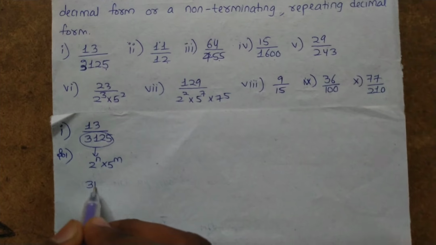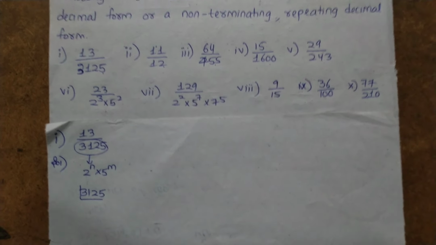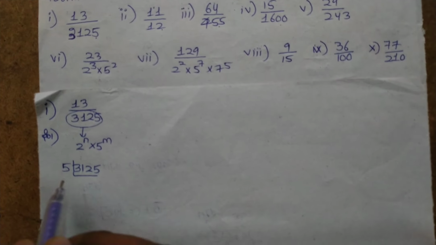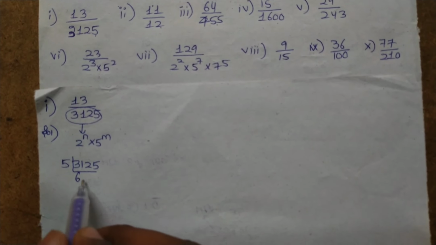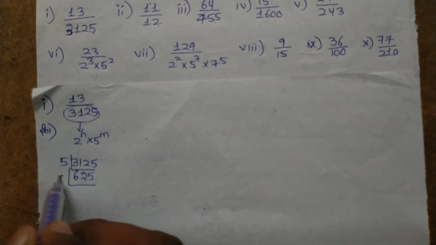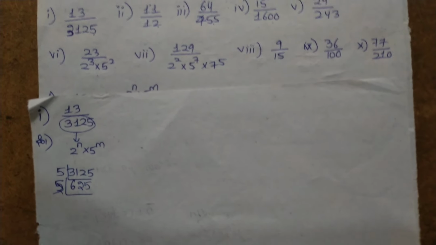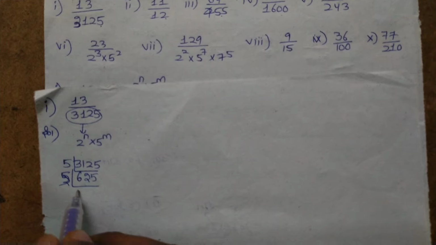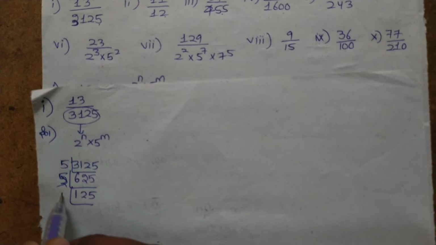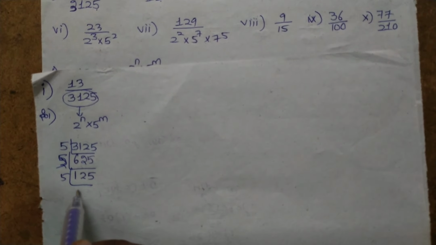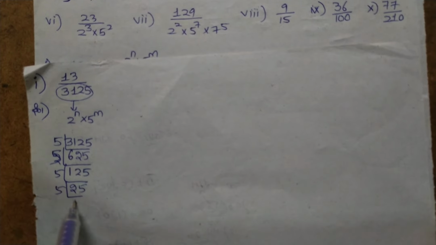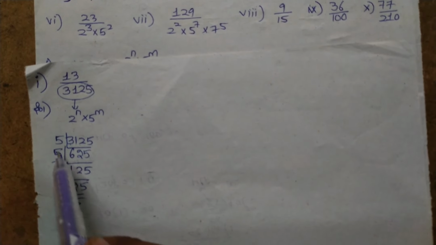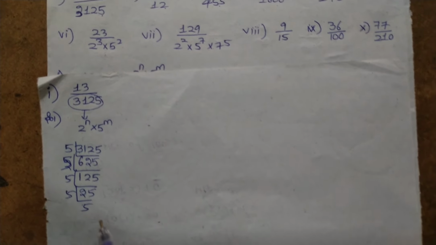So 3125 is there. Try to divide in the 5 table. 5 625s are 3125, 5 125s are 625, 5 25s are 125, 5 5s are 25, 5 1s are 5. So 3125 we are able to write as 5 power 5.